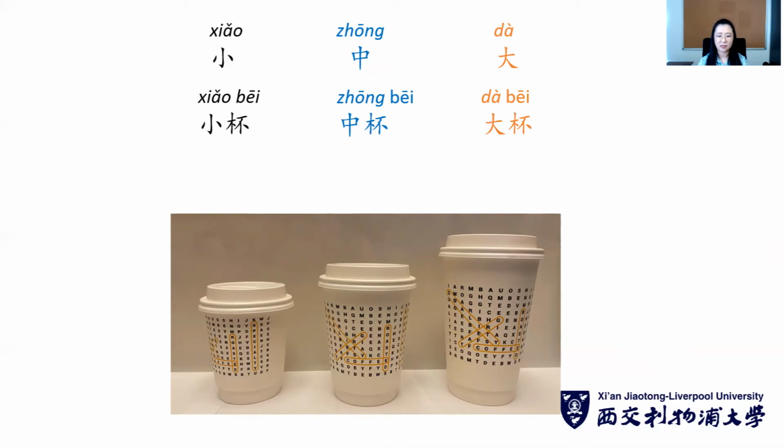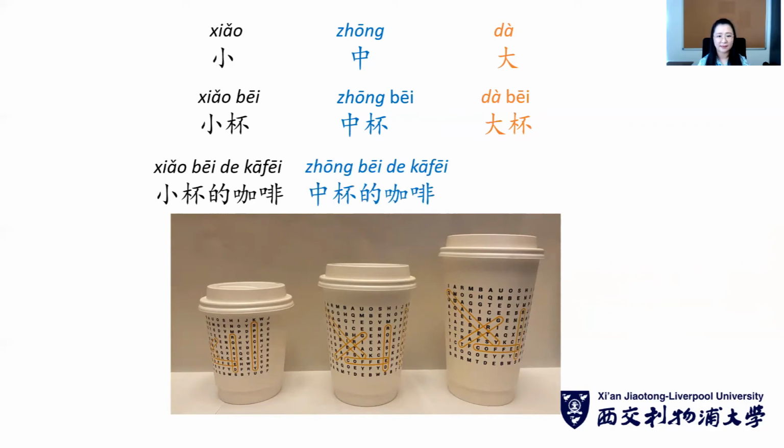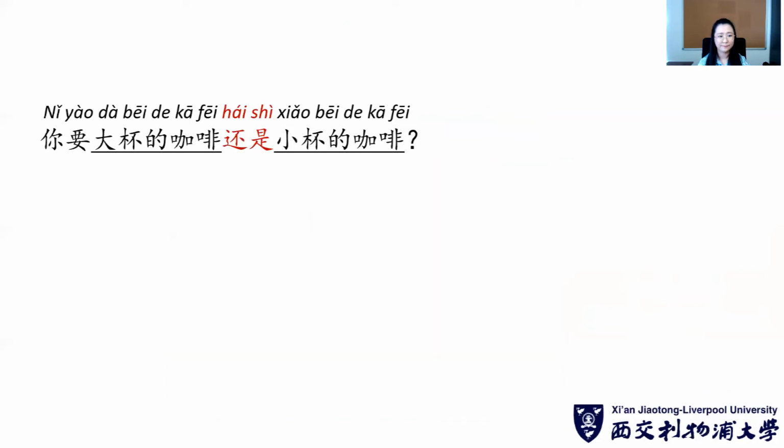To complete my sentence, if I want to say I want a small cup of coffee, 小杯的咖啡. Can you guess how to say medium size of coffee? Yes, 中杯的咖啡. Large size of coffee? 大杯的咖啡. So if you go to a real cafe, maybe you will hear one question from the seller. He will say, 你要大杯的咖啡还是小杯的咖啡? Can you guess the meaning? Let's try. So you want large cup of coffee?